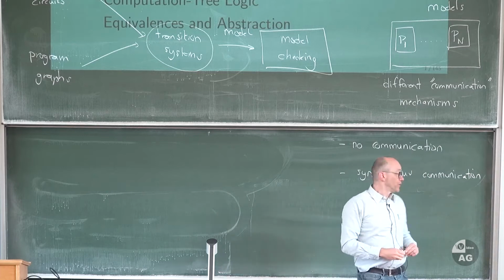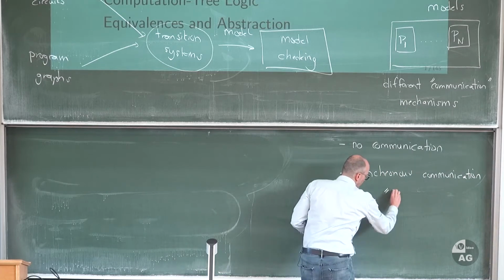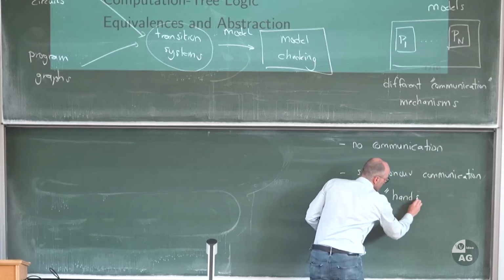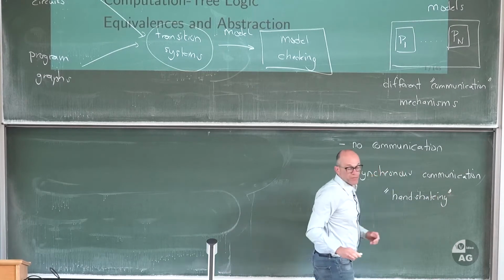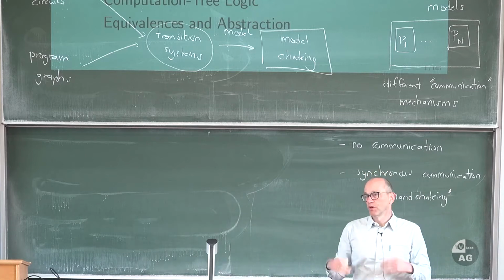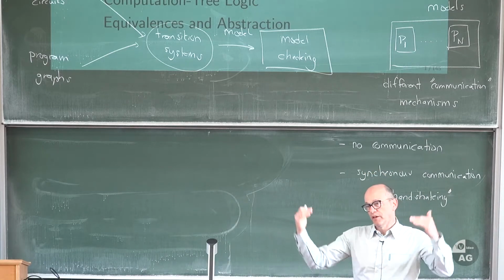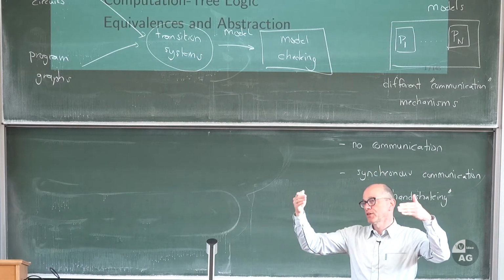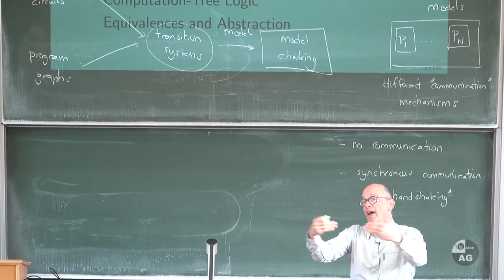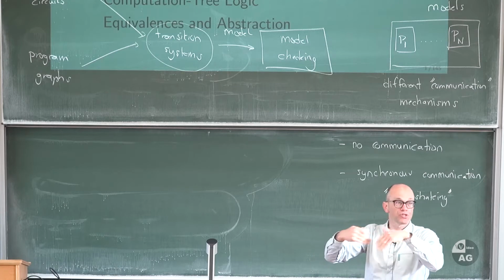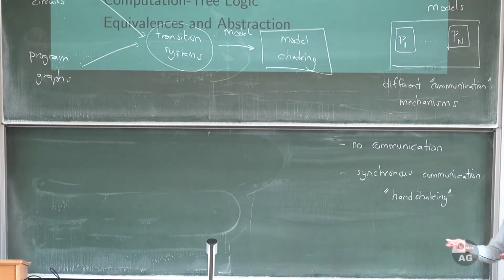What is synchronous communication? Well, I prefer to use the word handshaking. That means that two threads or two components can communicate if both are in a certain state of their control and they both agree to communicate at that point. So they shake hands, so to speak. They do an action synchronously, and then they continue again autonomously.